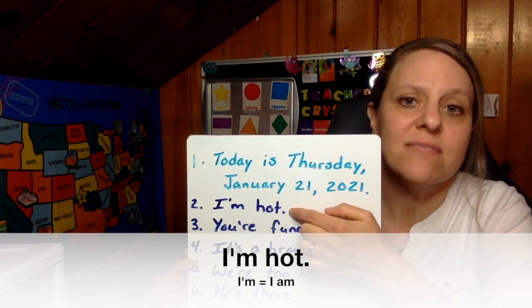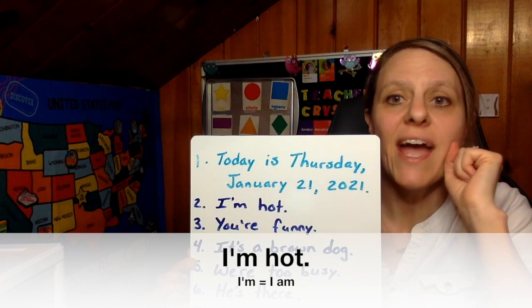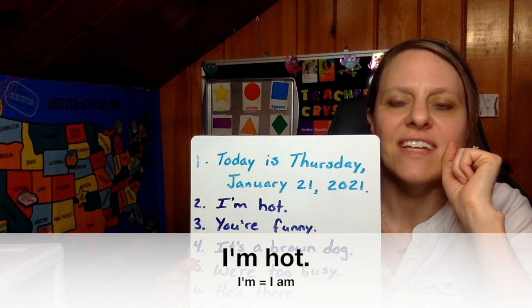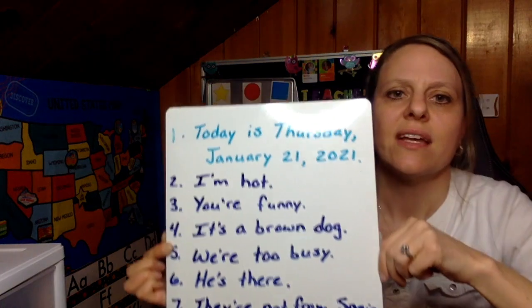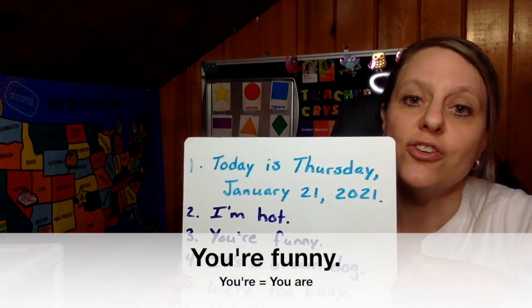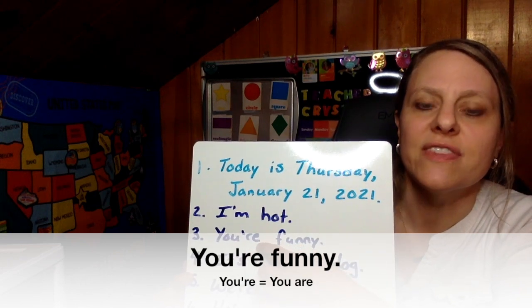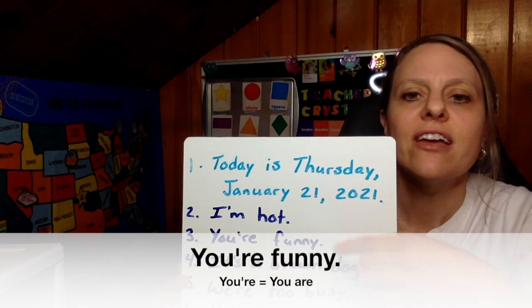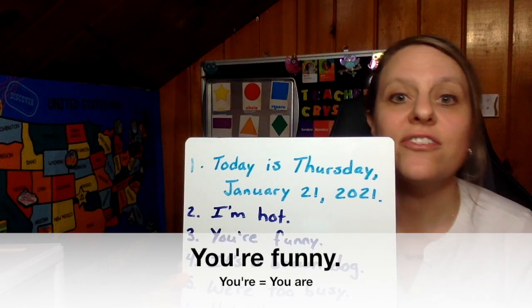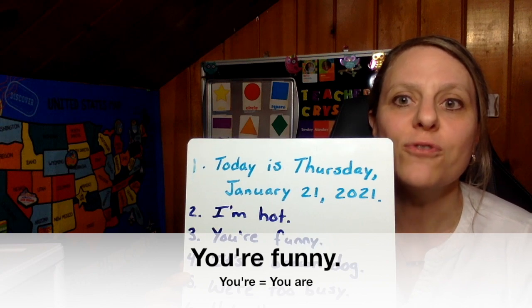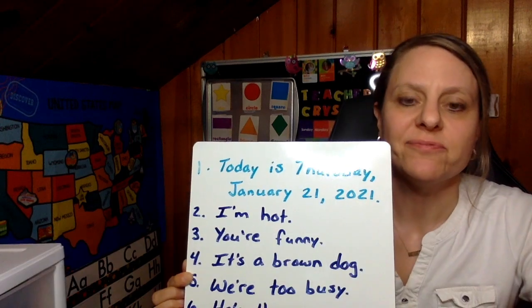For number 2, I'm hot. It's a telling sentence as well, and we use the contraction I'm. There's no A and an apostrophe instead of the A. I'm hot. Number 3, you're funny. You're, this represents you are, funny. Your has another spelling, Y-O-U-R. So these are different. They sound the same, but they're spelled differently.